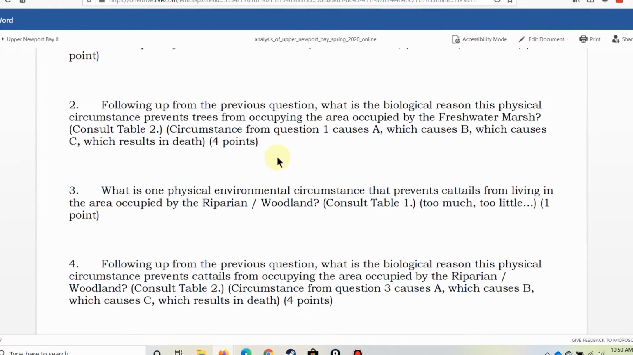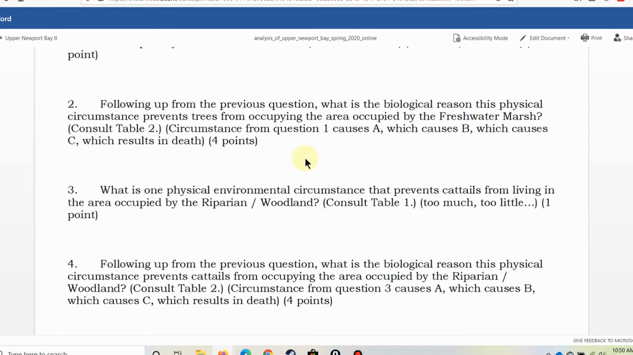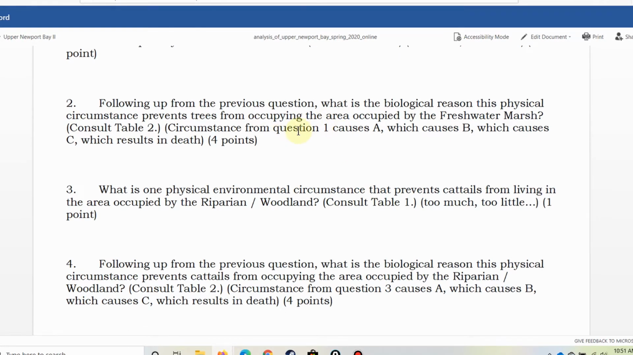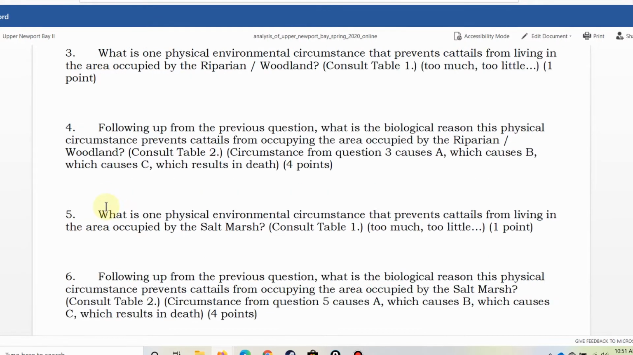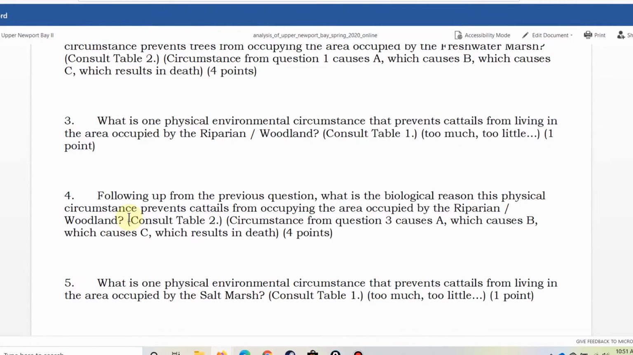I want you to provide a series of steps: this causes this to happen, and when that happens, then this happens, and then when that happens, then this happens, and then when that happens, cell operations come to a halt and the plant dies. That kind of thing. So questions 2 and 4 and 6 are these types of multiple stage, cascading answer questions.